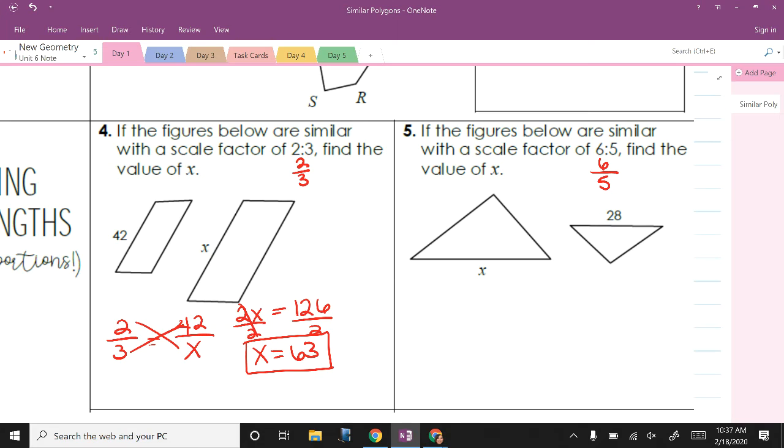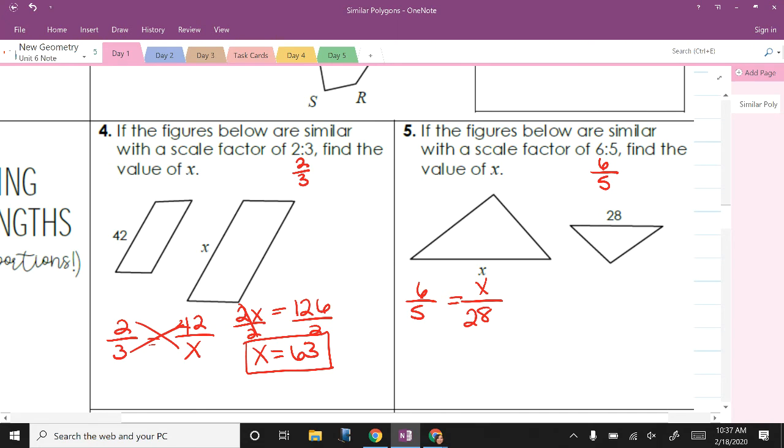And it's going to be big over little. Y'all see that? Because it's an improper fraction. So it's going to be the big length over the little triangle's length. All right? So 6 over 5. What's the length of the big triangle? X over what's the length of the smaller one? 28. Okay with that?